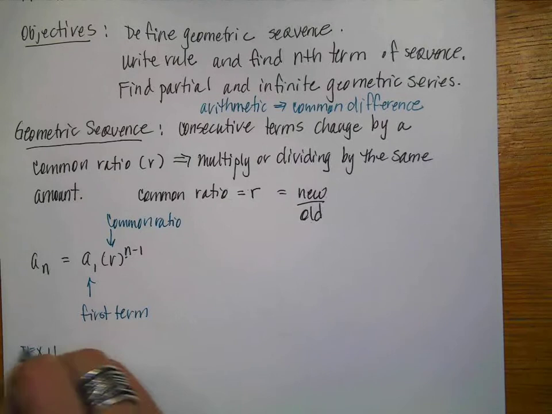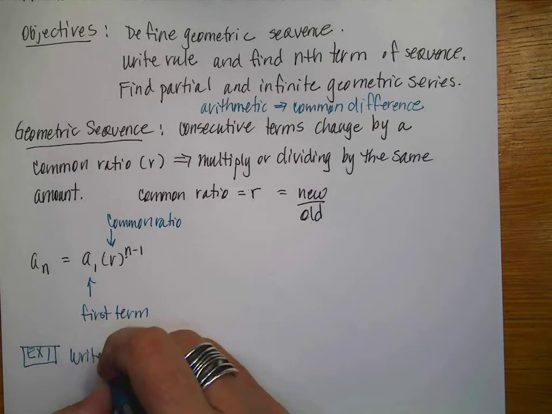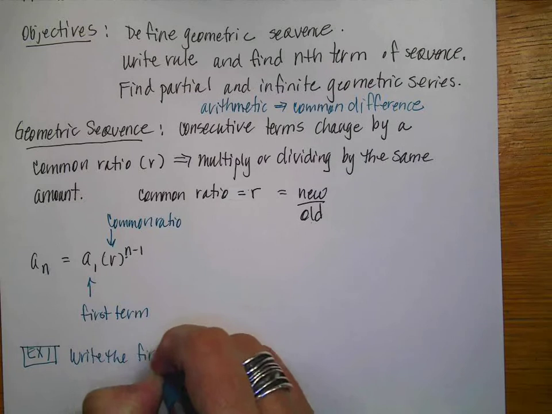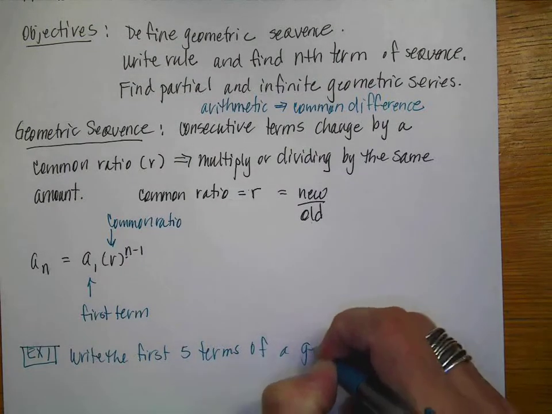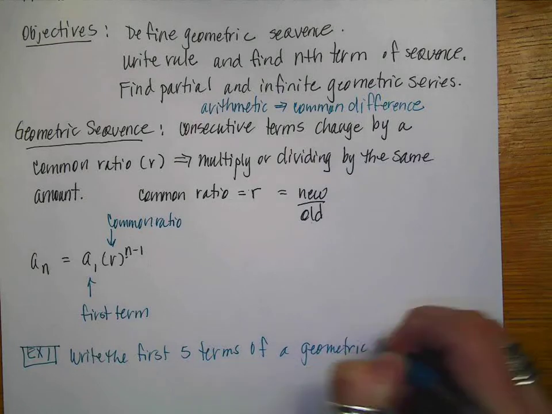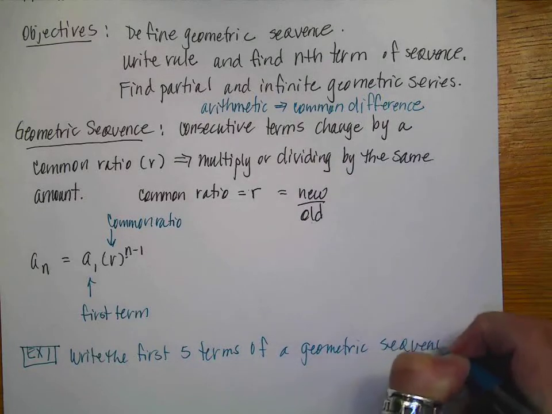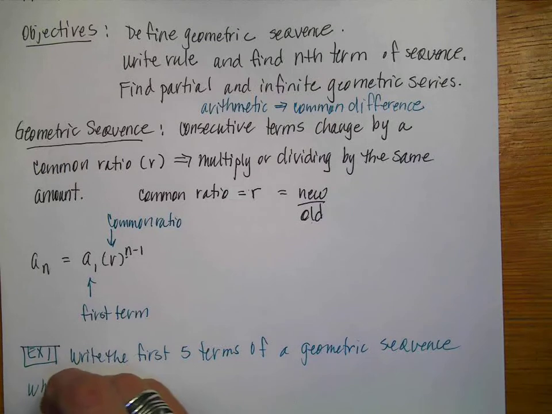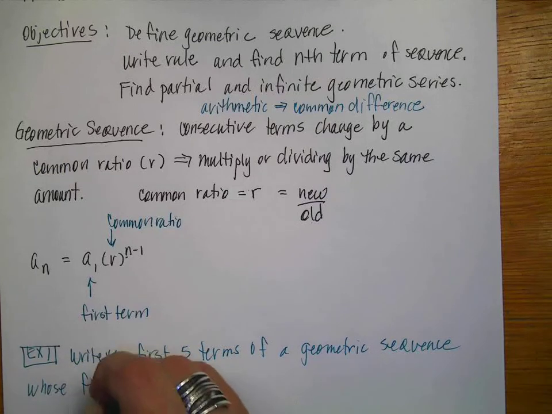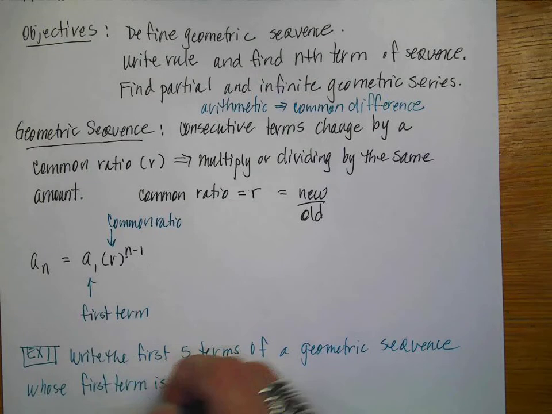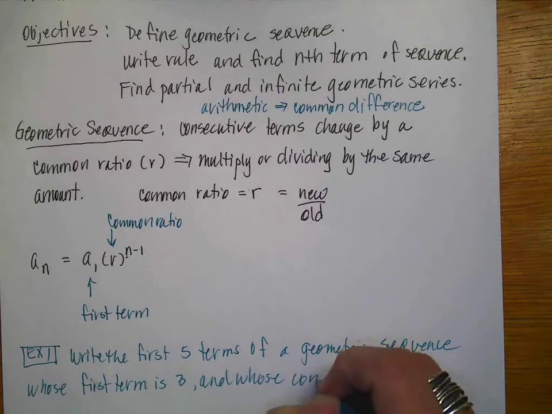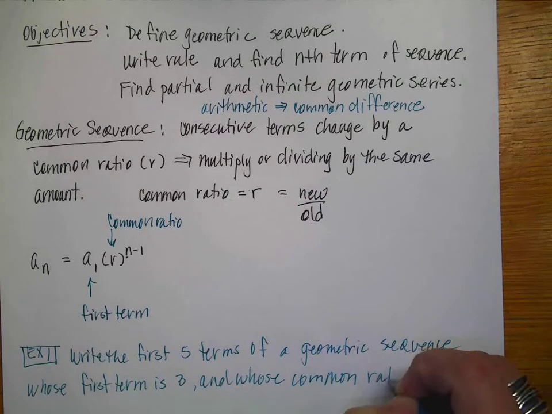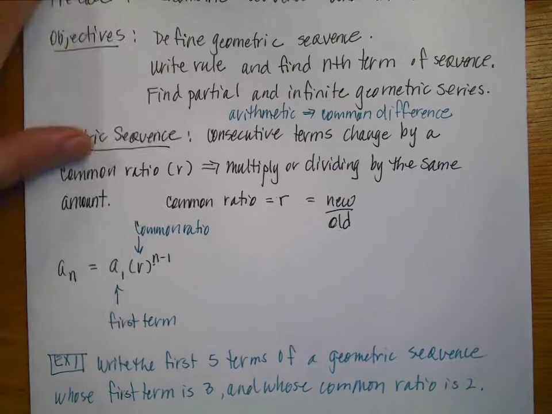So example number 1 says write the first 5 terms of a geometric sequence whose first term is 3 and whose common ratio is 2. And then I want to graph it and look at it.